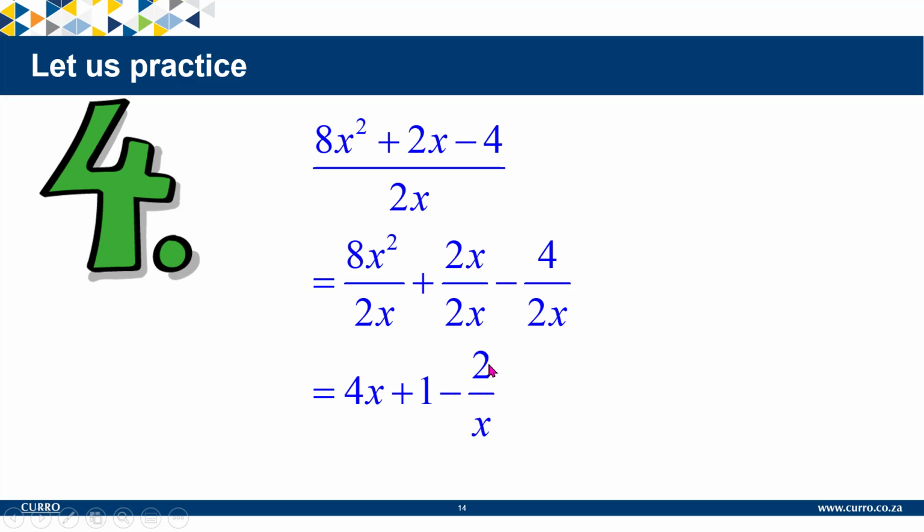And then another mistake some learners make is they say the answer is 2x. But where's the x? The x is in the denominator. So the x stays in the denominator. So this is our simplified expression. Much easier than the top one. And that's why we simplify expressions.